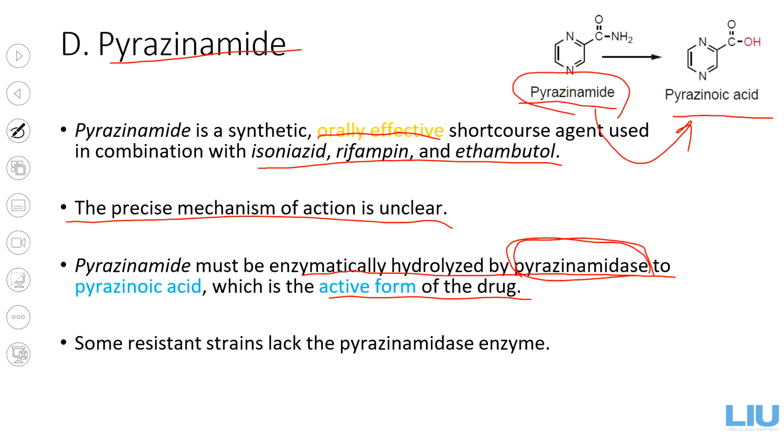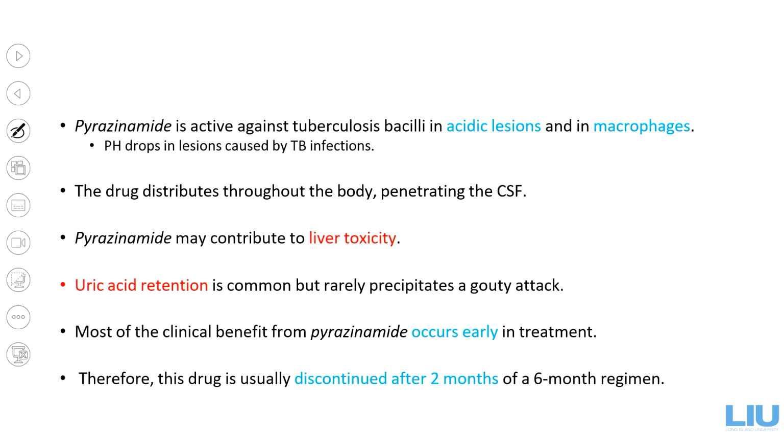Of course, as you can imagine, what would be the forms of resistance? Mutations to this pyrazinamidase enzyme. If you lack this enzyme, or if there are mutations to the enzyme, then you won't be able to activate the drug, okay? Active against the acidic lesions in the macrophages. So it's nice that it acts on the acidic lesions because cells infected by TB usually have an acidic environment. Distributes nicely to the body fluids, penetrating the cerebrospinal fluid.